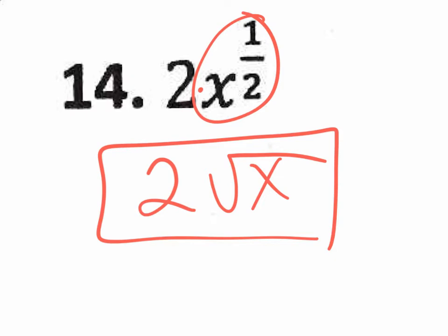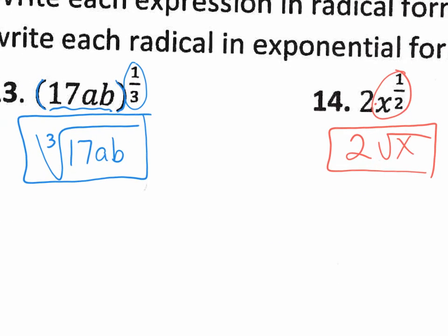Again, those parentheses make a difference. If you have parentheses around it, then the whole thing is going to be inside your root. If there are no parentheses around the whole thing, then only the thing that has the exponent is going to be inside the root. That number goes out here in the front.